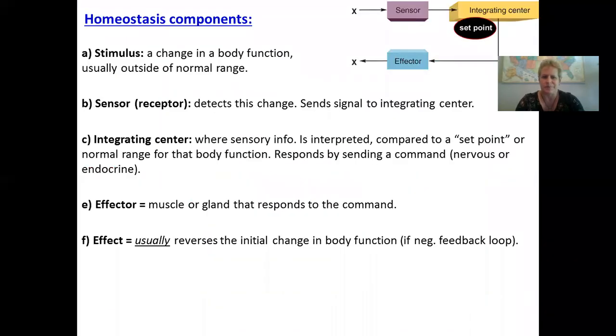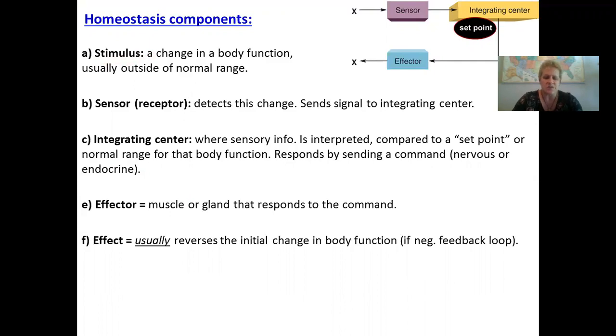I'll go through that. Okay, now here's the component parts of homeostasis and a feedback loop. So we'll start with number one. The stimulus is a change in body function, where it could be blood pressure, heart rate, blood glucose, it could be a number of things, body temperature. And let's say body temperature rises above normal. That's a stimulus. It's now drifted outside that normal range.